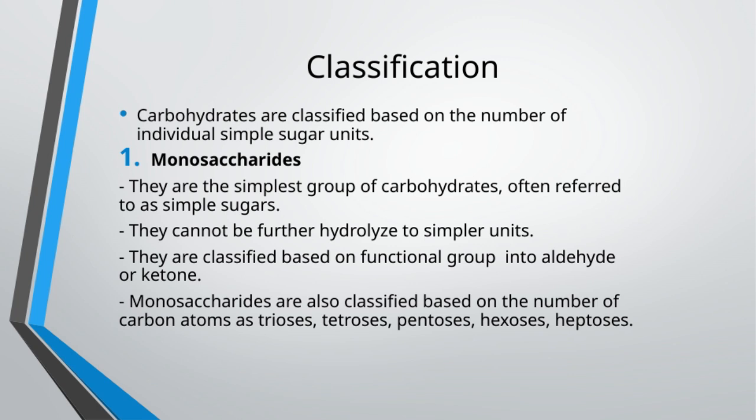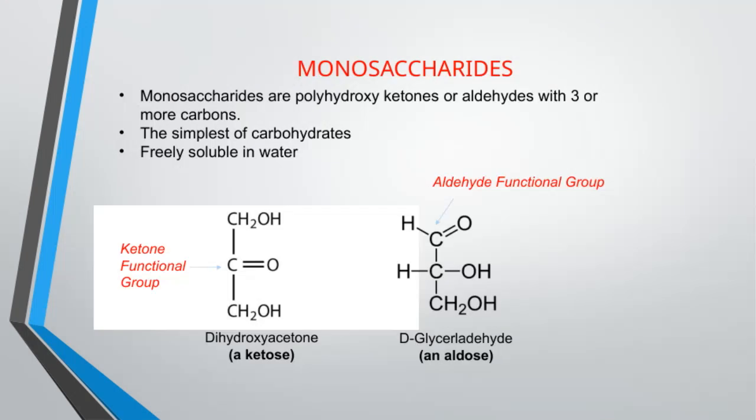Understanding this classification helps us see how simple sugars are fundamental building blocks in nutrition and biochemistry, connecting to the broader theme of how complex carbohydrates are formed and utilized in the body. Let's take a closer look at some key functional groups in carbohydrates. First, we have the ketone functional group, which plays a crucial role in the structure of certain sugars.